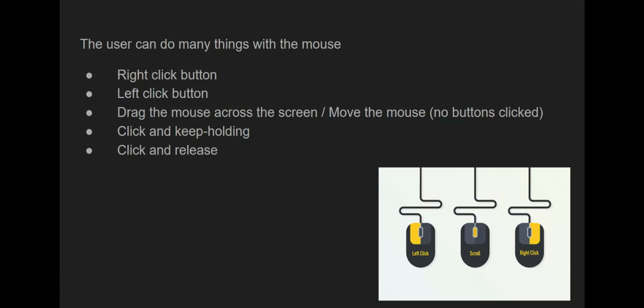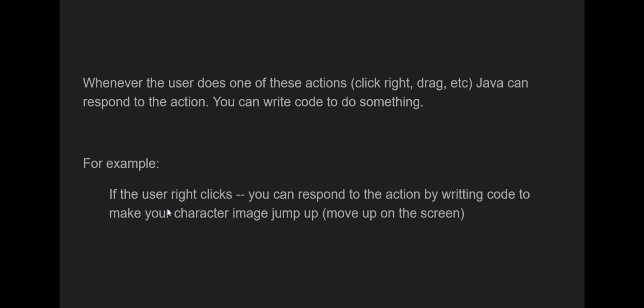When the user uses the mouse, she can do a number of different things. She can right click, she can left click, she can drag, she can click and release. With each of these actions, I can respond and write code. For example, if the user right clicks, I can write code to move my character or my sprite image to the right.